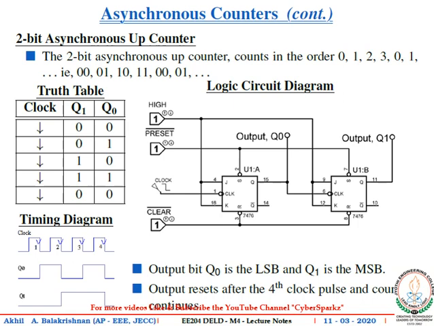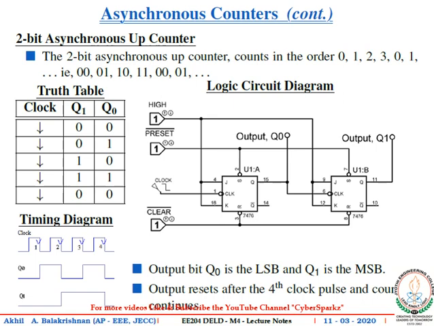During the third clock pulse, the first flip-flop again toggles its state and becomes 1, whereas the clock signal available at the second flip-flop will not trigger the second flip-flop, and hence its output will remain the same as the previous output, that is 1.